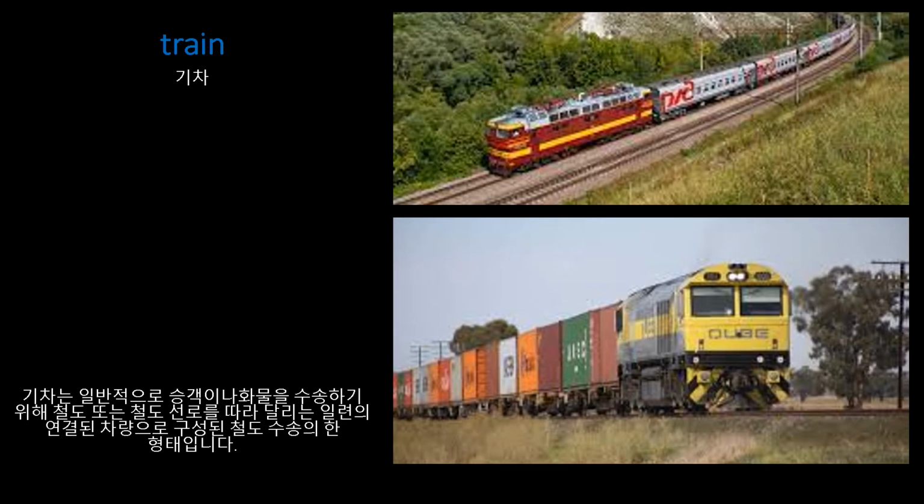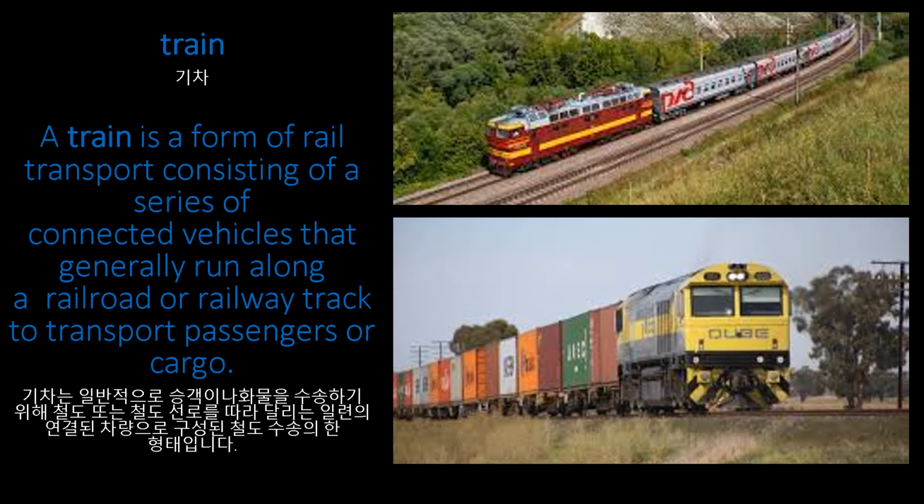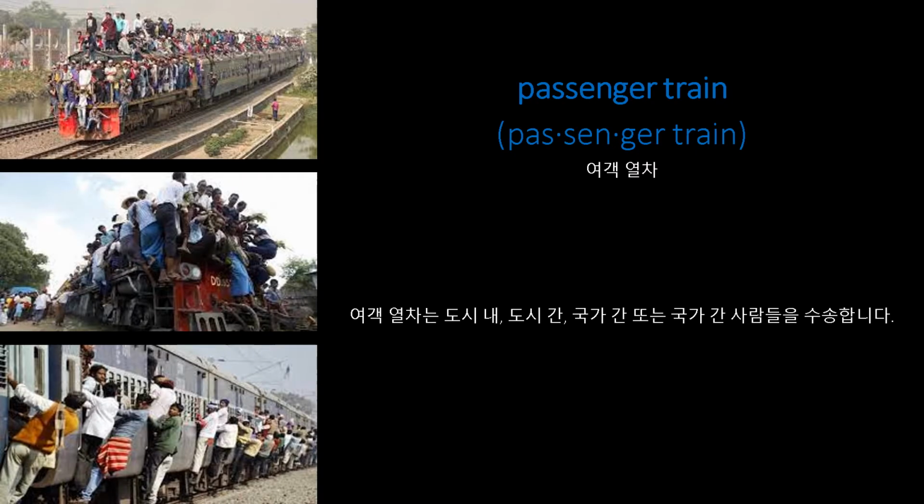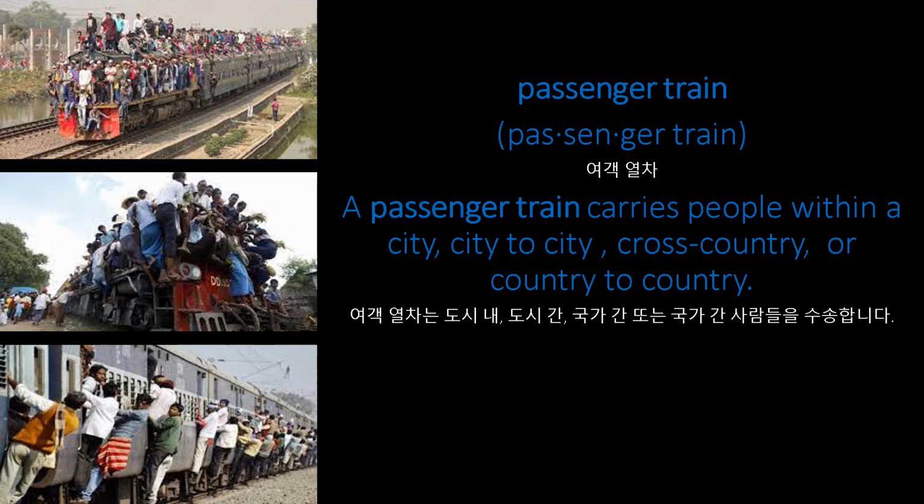Train. A train is a form of rail transport consisting of a series of connected vehicles that generally run along a railroad or railway track to transport passengers or cargo. Passenger train. A passenger train carries people within a city, city to city, cross country, or country to country.